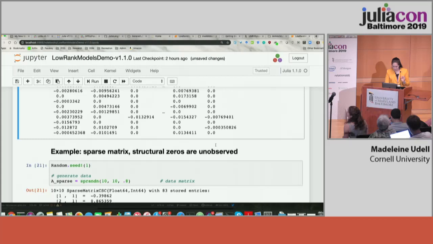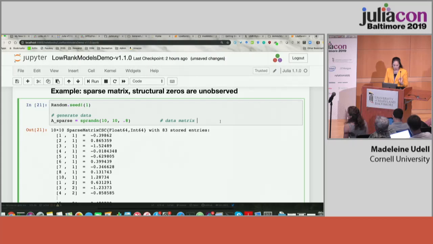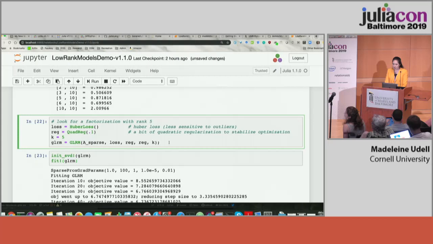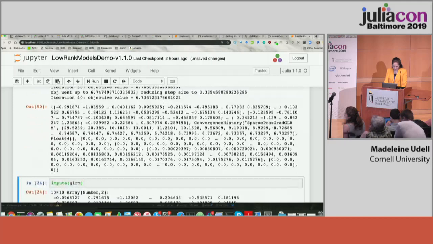Okay. There are a bunch of different ways of calling this. I'm just going to show you two super quickly. I could generate a sparse matrix, and low-rank models will assume that the structural non-zeros are observed and the rest are missing entries. So if I call GLRM on this sparse matrix, it's going to fit it as though the structural zeros were missing entries, not ignore those zeros. Okay, I can impute from those.